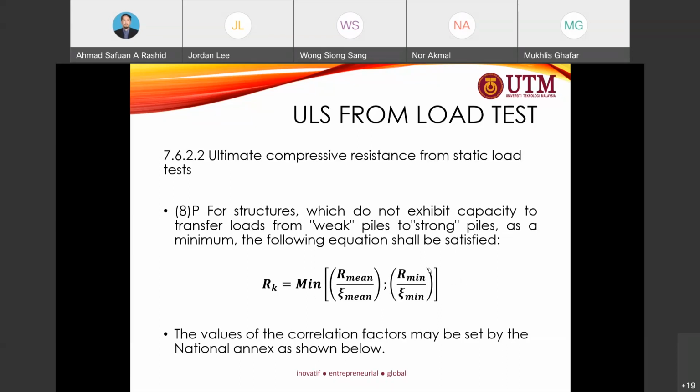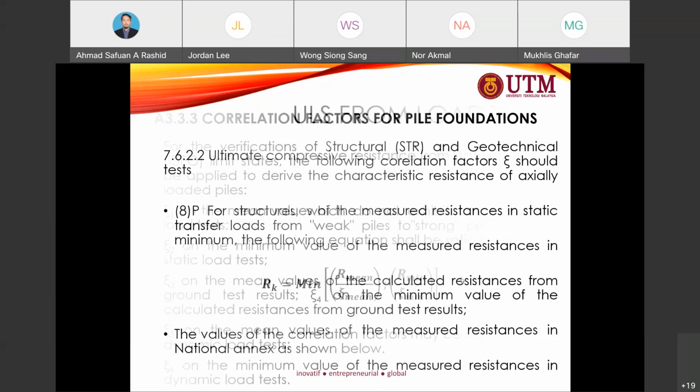What we call this mean, and I'm not sure what the symbol of this one is. This coefficient, mean and min, is based on the number of test piles that we have. So we look at the number of test piles, for example.